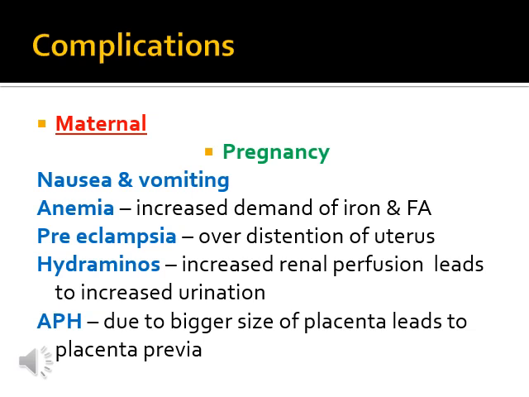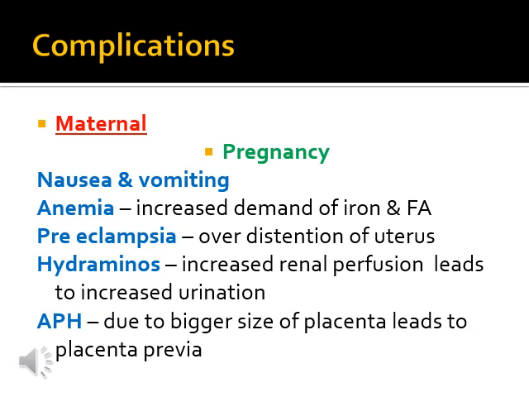The mother will have more nausea and vomiting during the morning time, and there is more chance of anemia due to the increased demand of iron and folic acid. The mother may experience preeclampsia due to the over distension of uterus, and will also have increased BP. She may also have hydramnios; we usually see polyhydramnios in multiple pregnancy due to the increased renal perfusion, which can lead to increased urination of the baby and results in increased amniotic fluid in the uterus, which is known as polyhydramnios.